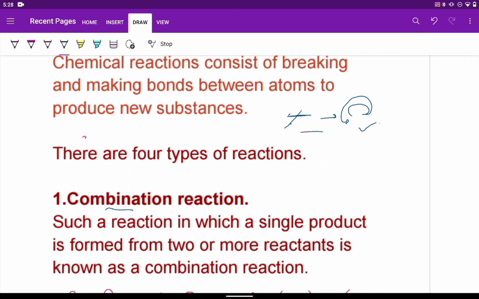First one is a combination reaction. As the name suggests, it comes from the word combine. So this is a reaction in which we will get a single product, but that single product is formed from two or more reactants. So they are combining together. Two or more than two reactants are combining together to form a single product, so it is called a combination reaction.